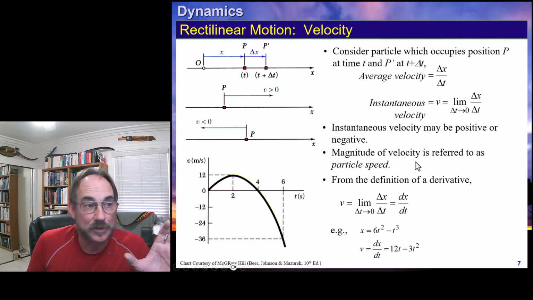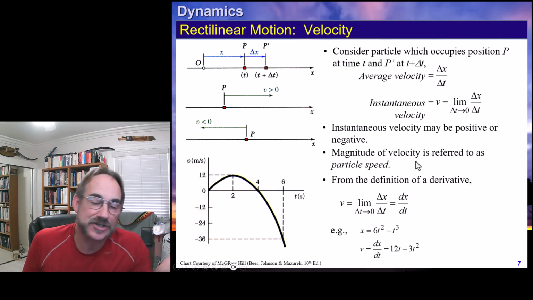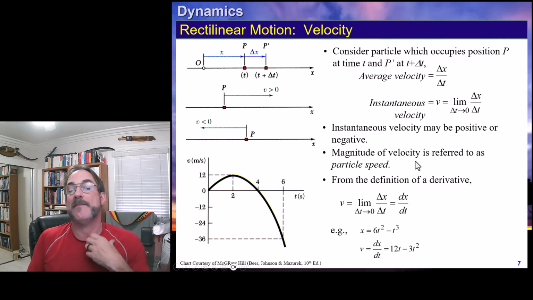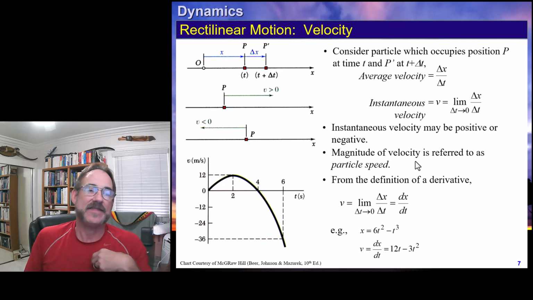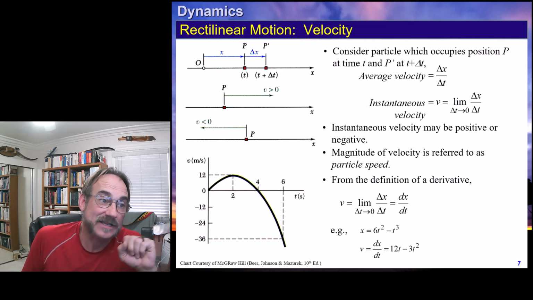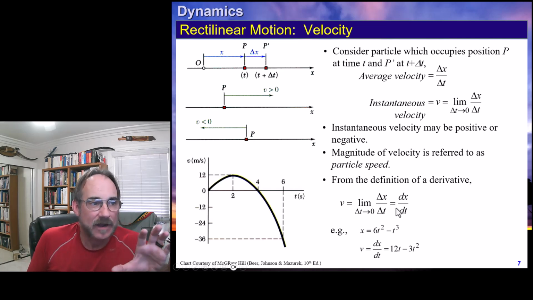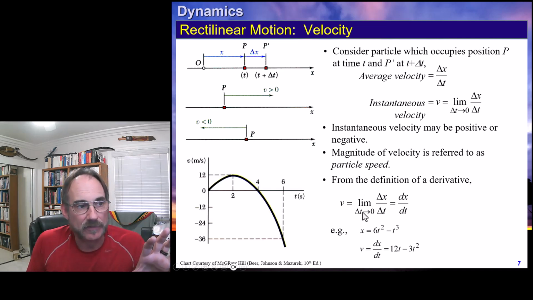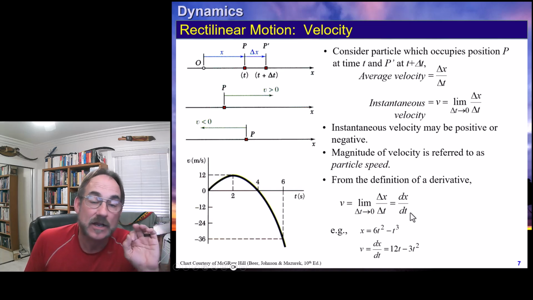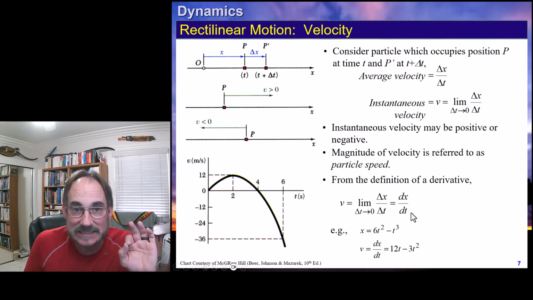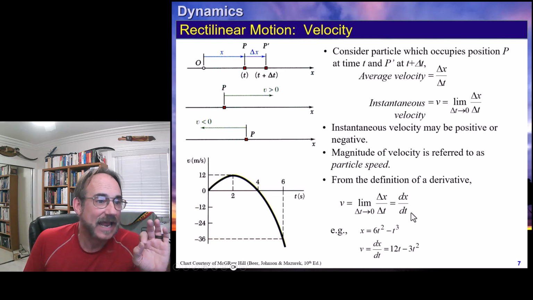Our instantaneous velocity can be positive or negative. The magnitude of the velocity is called speed. It's just another word for velocity, but usually we say the magnitude of it is speed, and the velocity actually could be considered a vector. Okay? Therefore, from the definition of a derivative, the velocity is just dx/dt. We just take the derivative of x with respect to t and get the velocity.